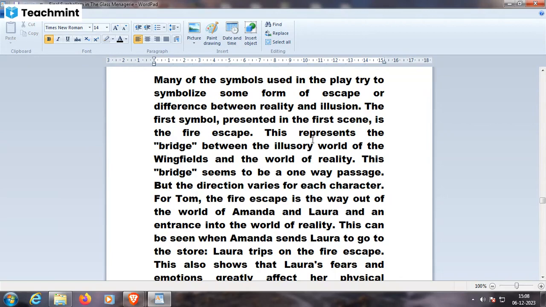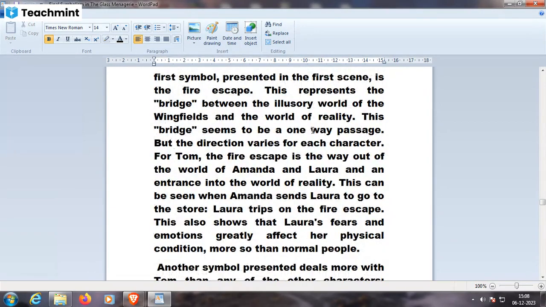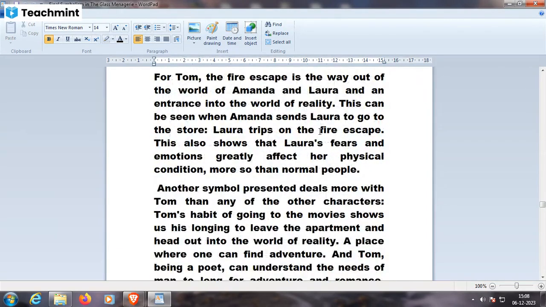This can be seen when Amanda sends Laura to go to the store. Laura trips on the fire escape. This also shows that Laura's fears and emotions greatly affect her physical condition. Another symbol is presented, one more with Tom than with any of the other characters.